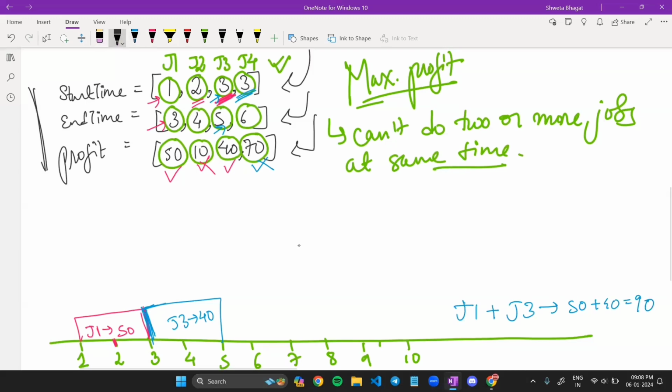Now, let's see that if we are taking job 1. Now, let's say if we have taken job 1, so it's going to start from 1 unit of time and is going to end at 3 unit of time. So on doing job 1, we are getting a profit of 50.